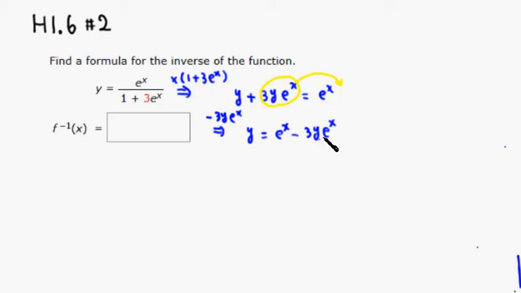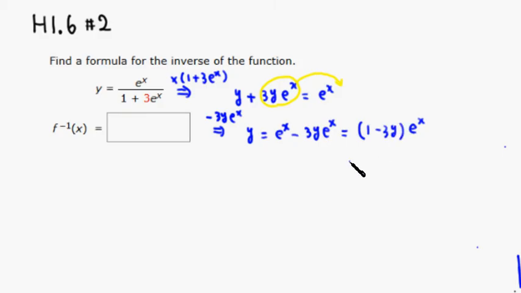Since e to the x is in common, I'm going to factor e to the x out. If you factor e to the x from e to the x, you have 1 left. If you factor e to the x from negative 3y e to the x, you have negative 3y. So we have that.